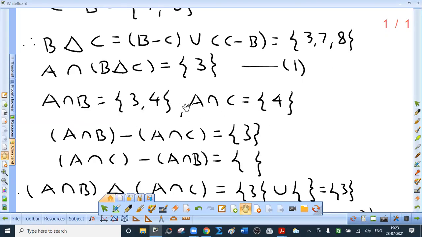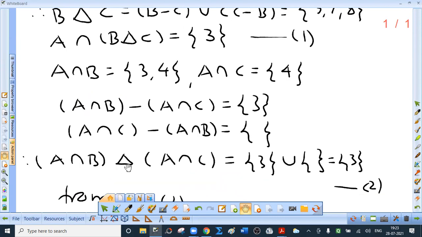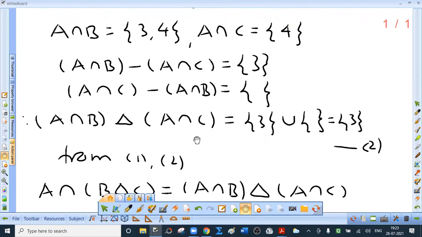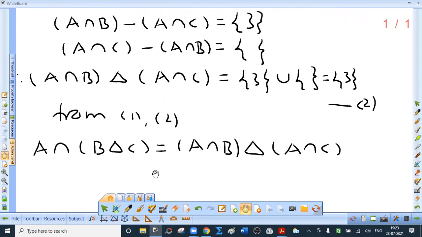A intersection B: 3, 4. A intersection C: 4. Now the difference, A intersection B difference with A intersection C: 3. Now A intersection C difference A intersection B: all elements in A intersection C which are not in A intersection B. Now 4 is the only element present in this set, so it is the null set. Now what is A intersection B delta A intersection C? This union this, that is again 3. So from 1 and 2, A intersection B delta C is A intersection B delta A intersection C.